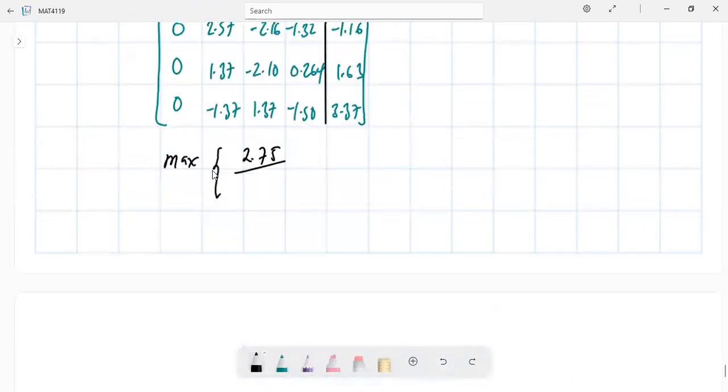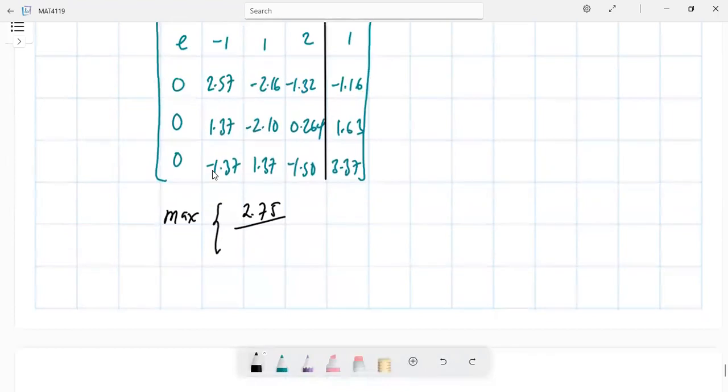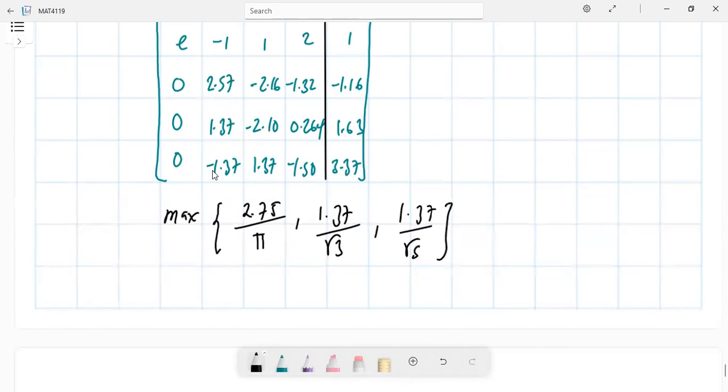So our S1 was what? Was pi, right? So I have to use pi. And then you have 1.37. This one didn't change. So we had root 3 there as a scaling factor. And then again, 1.37. Remember, we just need the positive value of it, not the sign. You don't need the sign, just need magnitude. Divided by square root of 5. So we need to find which one is our maximum value here.